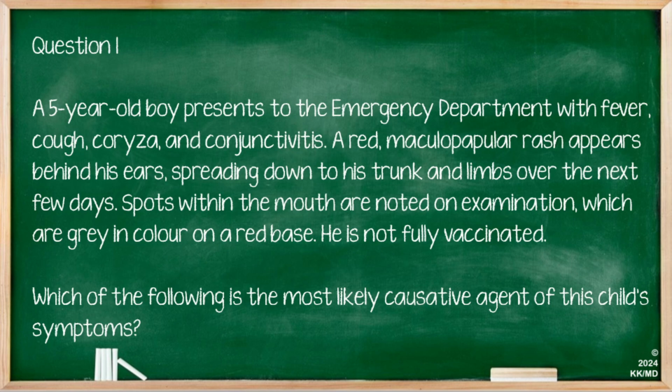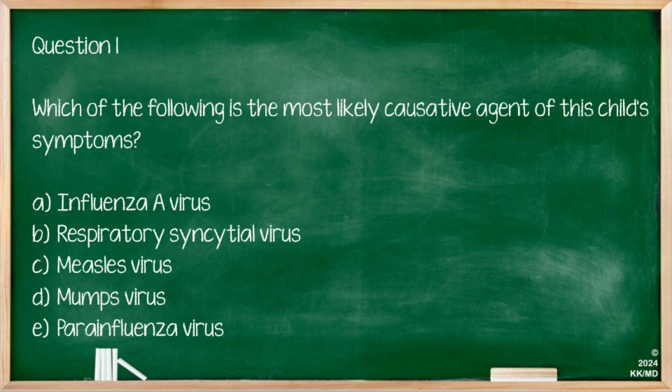First one is as follows. A 5-year-old boy presents to the emergency department with fever, cough, coryza, and conjunctivitis. A red maculopapular rash appears from behind his ears, spreading down to his trunk and limbs over the next few days. Spots within the mouth are noted on examination, which are grey in colour on a red base. He is not fully vaccinated. Which of the following is the most likely causative agent of this child's symptoms? So our options are influenza A virus, respiratory syncytial virus, or RSV, measles virus, mumps virus, or parainfluenza virus.